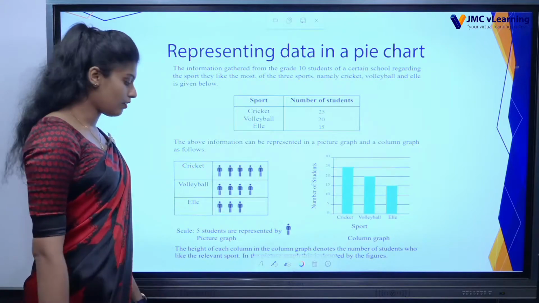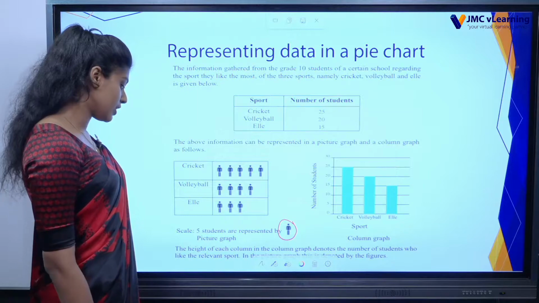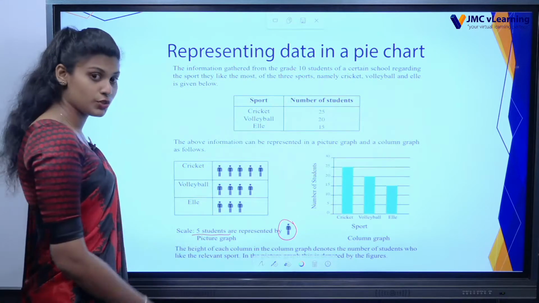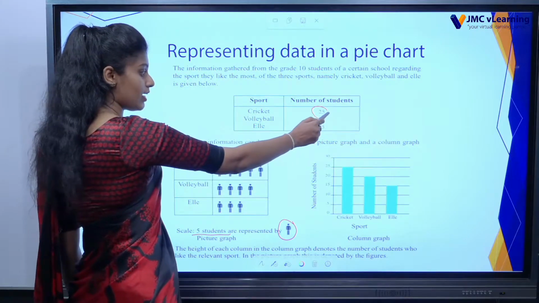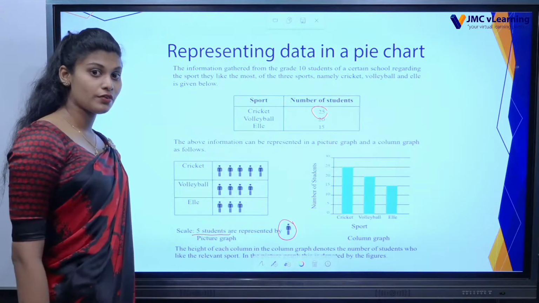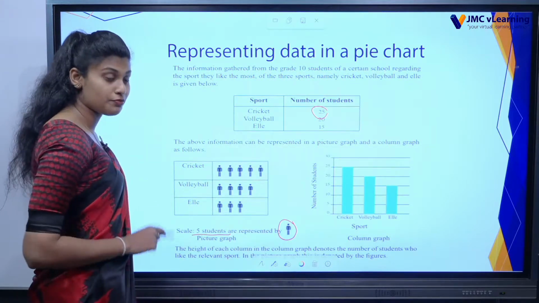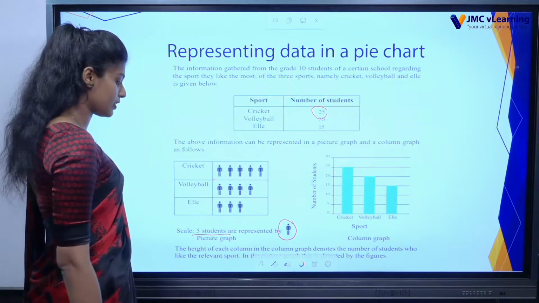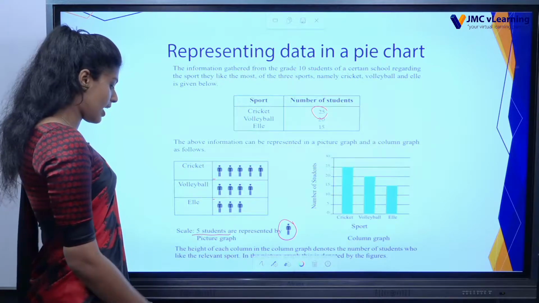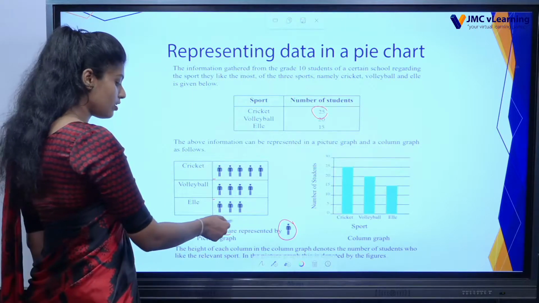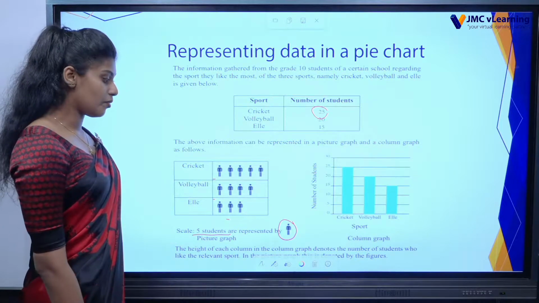The above information can be represented in a picture graph and a column graph as follows. This is a picture graph. This is one figure. Using this figure we are showing 5 students. For cricket 25 students like it, so how many figures do you have to use to represent that 25? One figure is 5, so you have to draw 5 figures. Then to show volleyball you have to draw 4 figures, and to show LA you have to draw 3 figures. By looking at this one also you can get an idea.